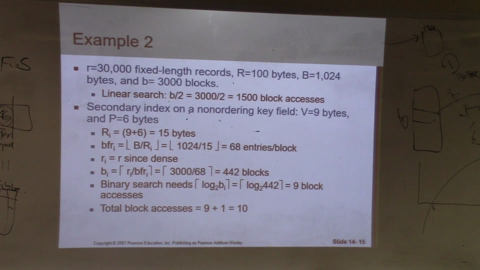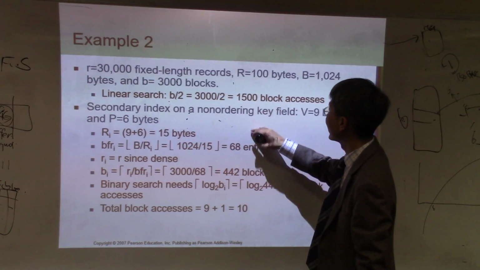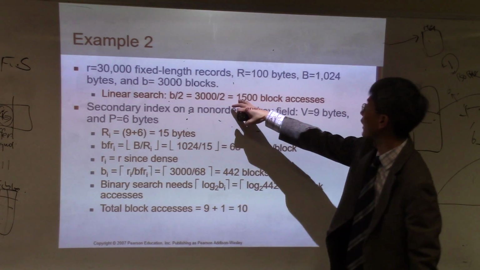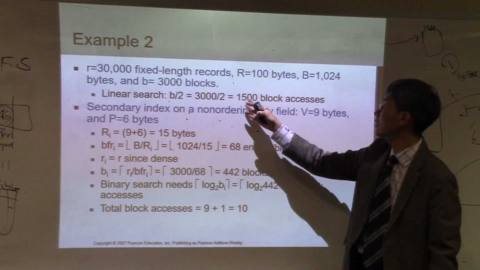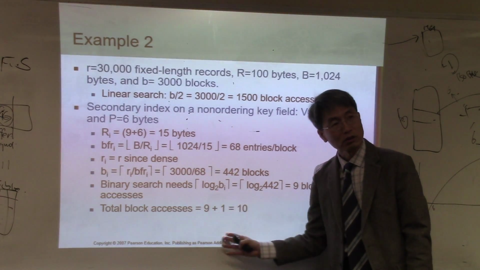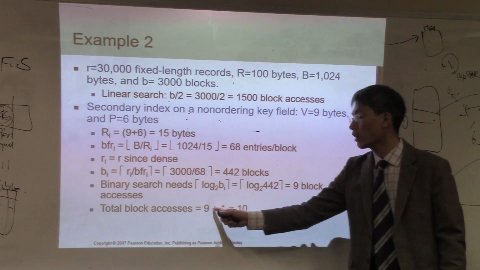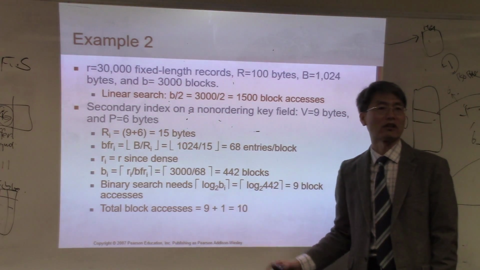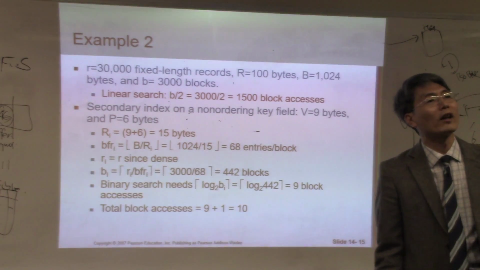So we can do the same math to calculate the complexity, how long it takes. For example, if you are not using the index, it will take 1,000 blocks, because it's a linear search, half of the blocks, so 1,500 blocks. But if you are using the index for this one, total 9, so 9 plus 1, 10. Huge difference.